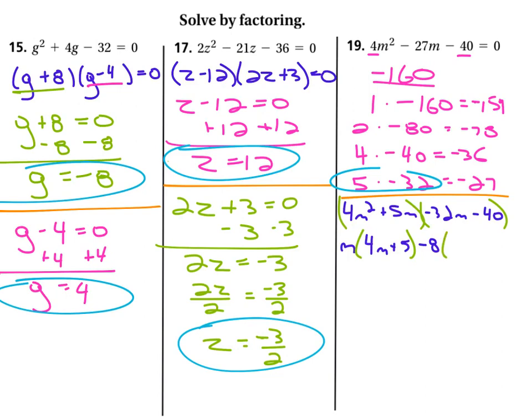We're left with 4m, and negative 40 divided by negative 8 is positive 5. Does that fit with what we know? Yes, we got 4m plus 5 for both of those things left over. So then we have, as a result, m minus 8 times 4m plus 5 equaling 0. So I'm going to erase the work and move this up so that we can solve for these.